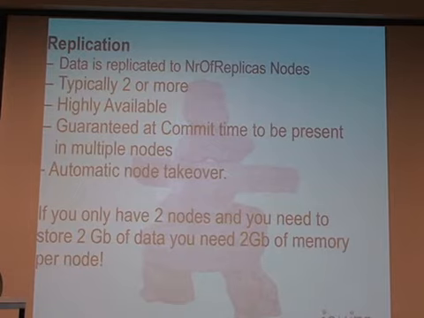Replication makes sure that your data is highly available. It guarantees that at commit time, the data is present in multiple nodes, and there is a mechanism where everything is controlled so that if one node goes down, the other one becomes active. So, if you only have 2 nodes and you need to store 2 gigabytes of data, you actually need 2 gigabytes of data on each node. So you need 4 gigabytes of data in total.